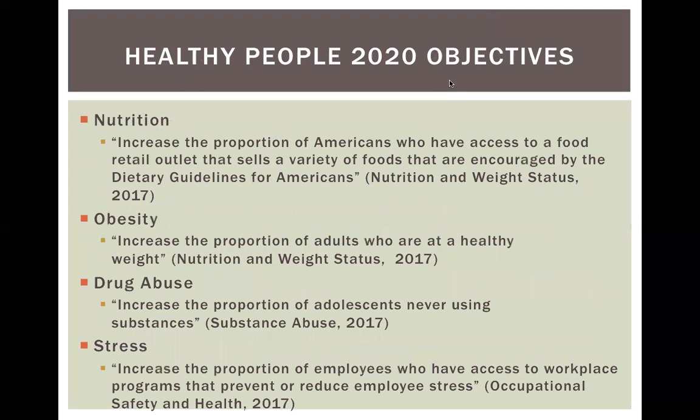Healthy People 2020 objectives. The objective for nutrition is to increase the proportion of Americans who have access to a food retail outlet that sells a variety of foods that are encouraged by the Dietary Guidelines for America. The objective for obesity is to increase the proportion of adults who are at a healthy weight. The objective for drug abuse is to increase the proportions of adolescents never using substances. And the objective for stress is to increase the proportion of employees who have access to workplace programs that prevent or reduce employee stress.